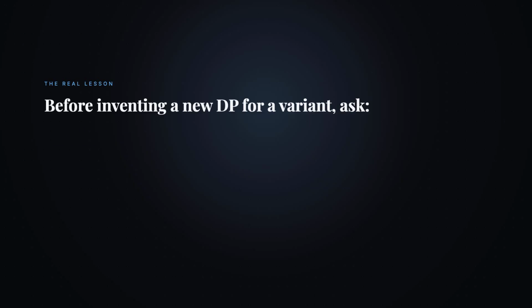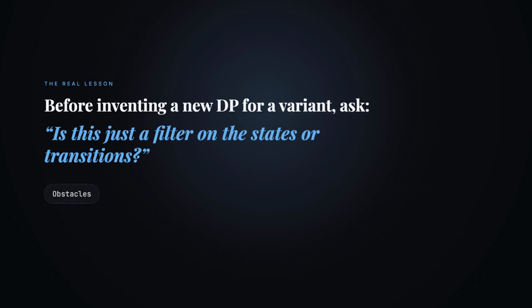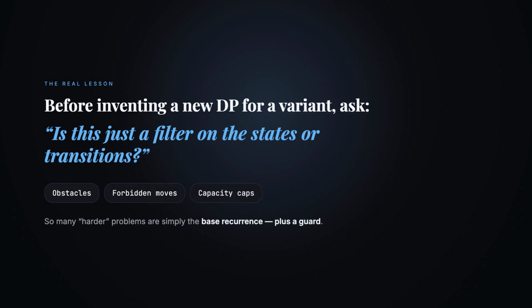So here's the real lesson. Before inventing a new dynamic program for a variant, ask, is this just a filter on the states or the transitions? Obstacles, forbidden moves, capacity limits. So many harder problems are simply the base recurrence plus a guard.